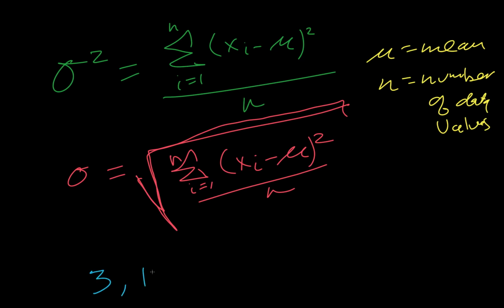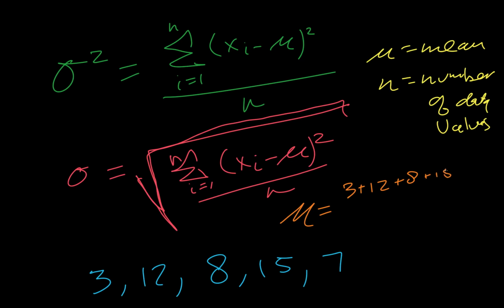So we're given 3, 12, 8, 15, and 7. And it says find the population variance and standard deviation for these data sets. So the pieces that we need to find, we need to find mu first. So mu, once again, is just the mean. And so we're going to add these up. We're going to say 3 plus 12 plus 8 plus 15 plus 7, and divide by the number of data points. So 1, 2, 3, 4, 5.